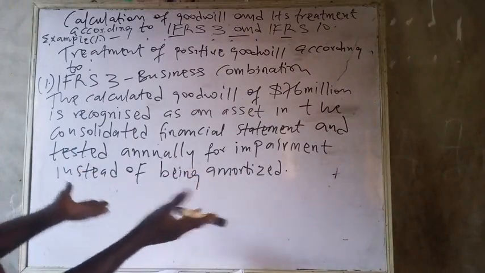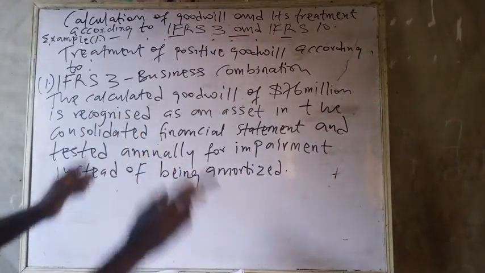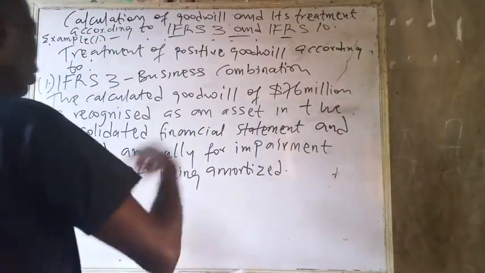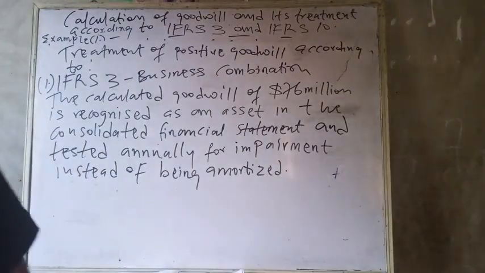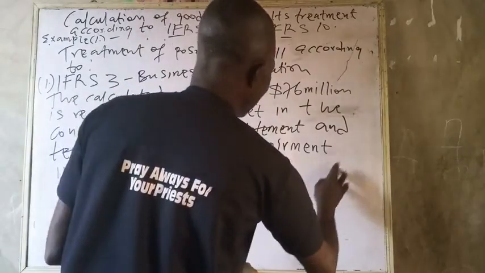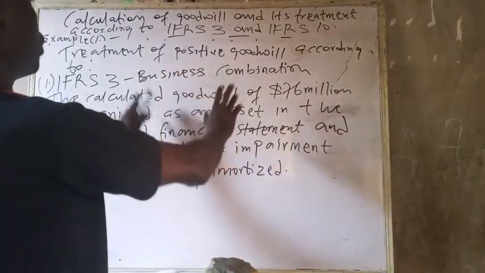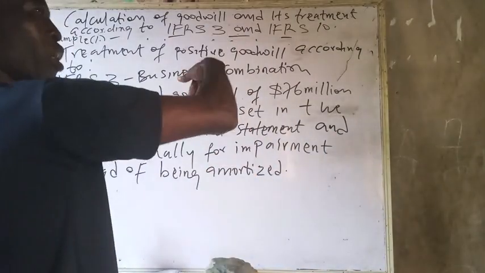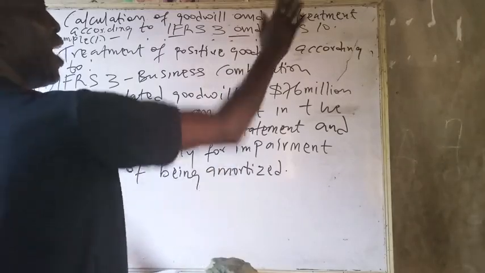Instead of being amortized, the goodwill will not be amortized. It will just be tested for impairment. We are going to treat impairment in the subsequent video. The goodwill should be recognized as an asset in the balance sheet, under the assets.